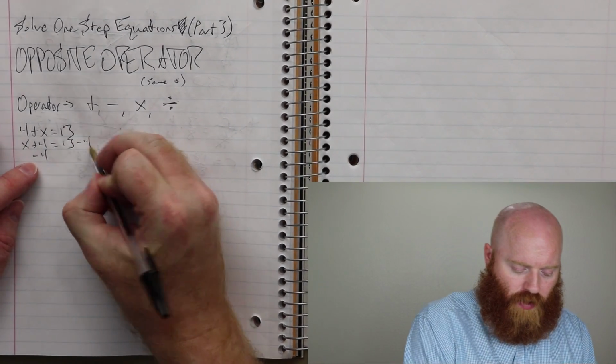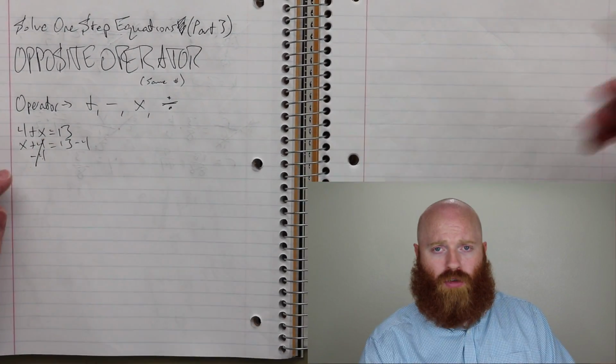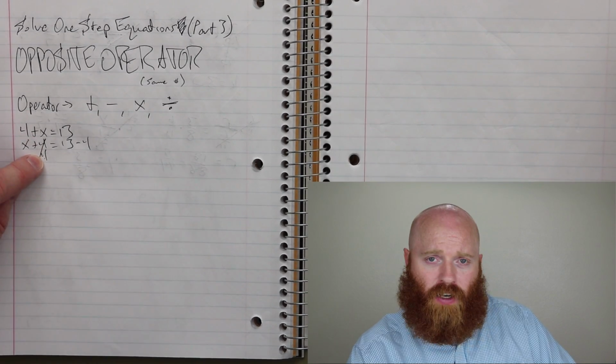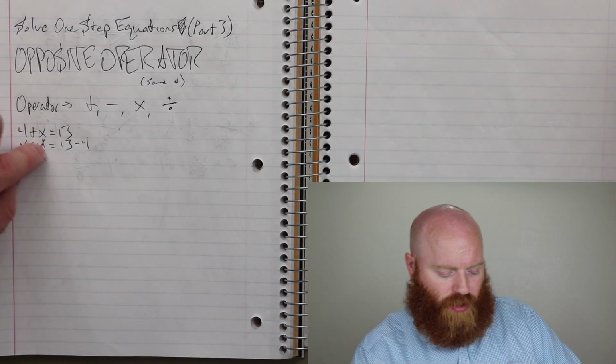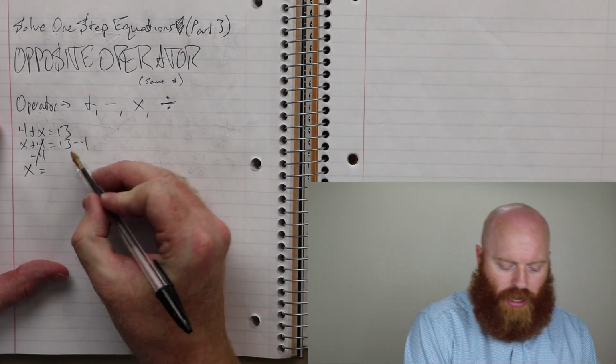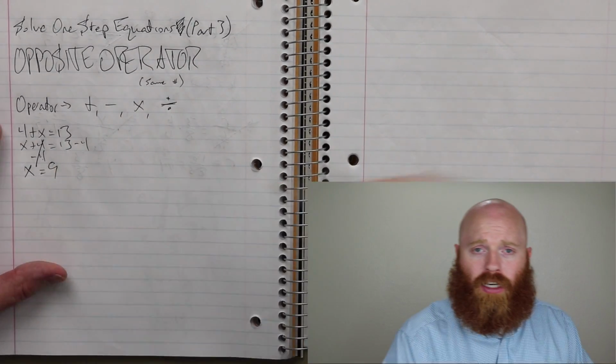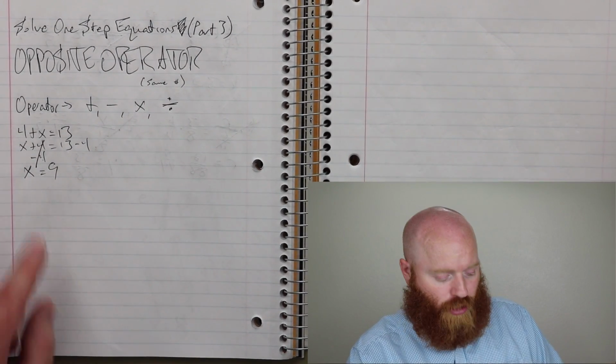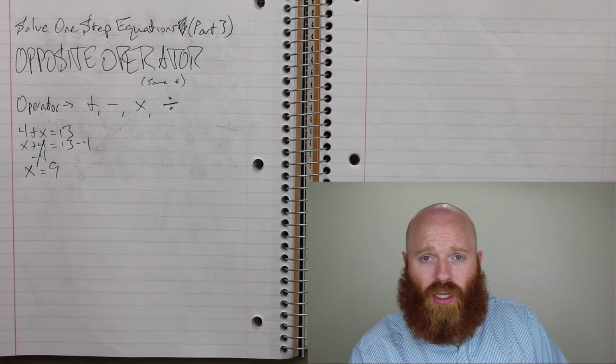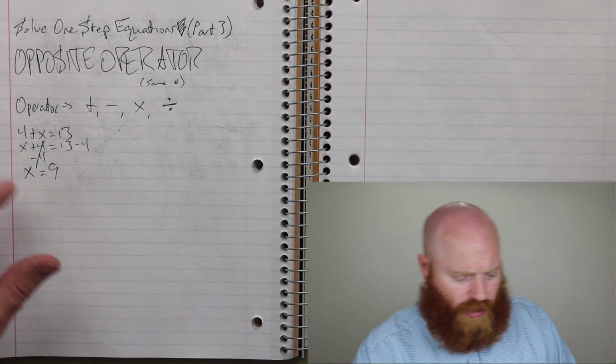Minus 5 to this side, minus 5 to this side. Plus 5 minus 5 is 0, that's why it cancels. x plus 0 is x, and 13 minus 5 is 9. There you go, there's your answer. You go back and check it: 4 plus 9 equals 13. We got it right. Okay, well, let's get cruising.